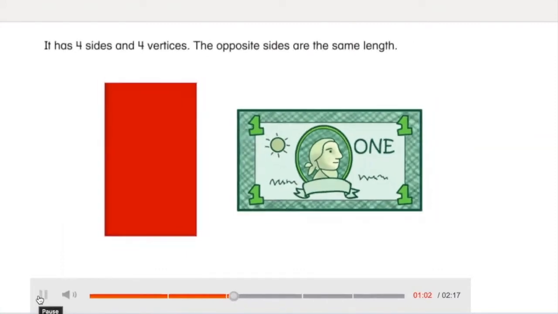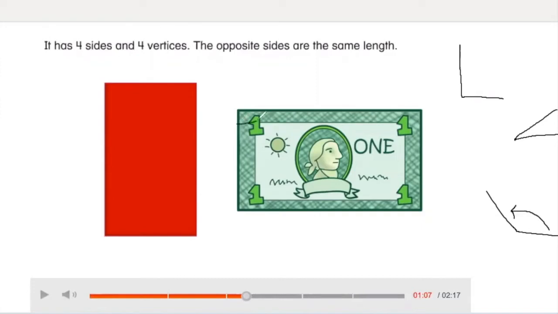It has 4 sides and 4 vertices. The opposite sides are the same length. We also call that 4 right angles. Remember when we talked about angles? We said some angles are called right angles. They're perfect corners. When angles are small like that, they're not right angles, they're too small. And when they're big like this, they're not right angles. Let me draw a better one. When they're big like this, they're not right angles because they're too big.